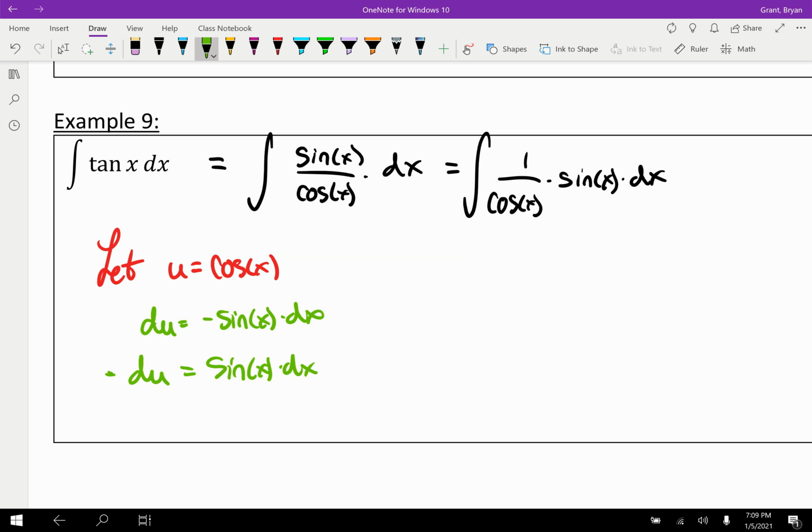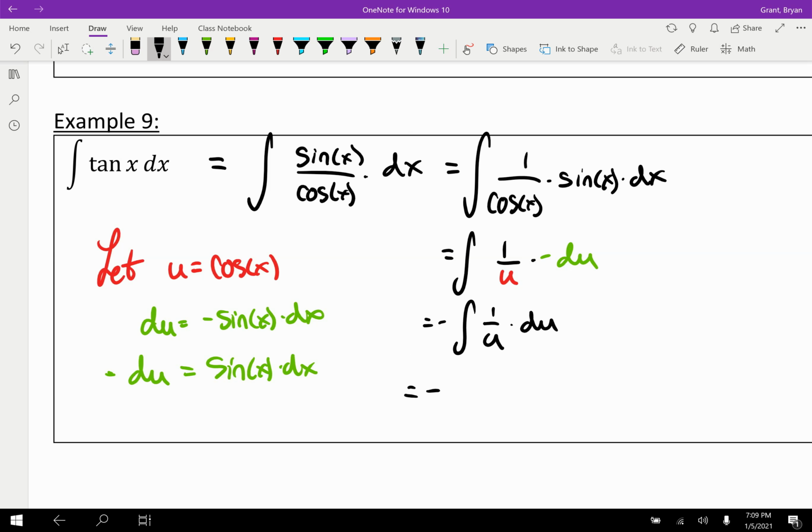And when I say move, I really mean multiply both sides by negative or divide both sides by a negative. So now let's start replacing things. 1 over u times sine of x dx is going to be replaced with negative du. So I'll probably move the negative out front of this integral just to clean things up. 1 over u du. Negative's just hanging like, hi guys, I'm bringing you down.